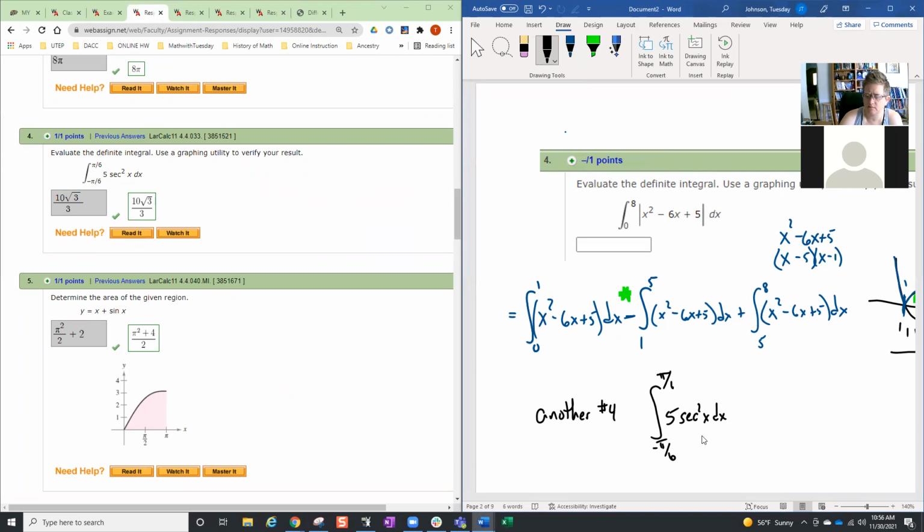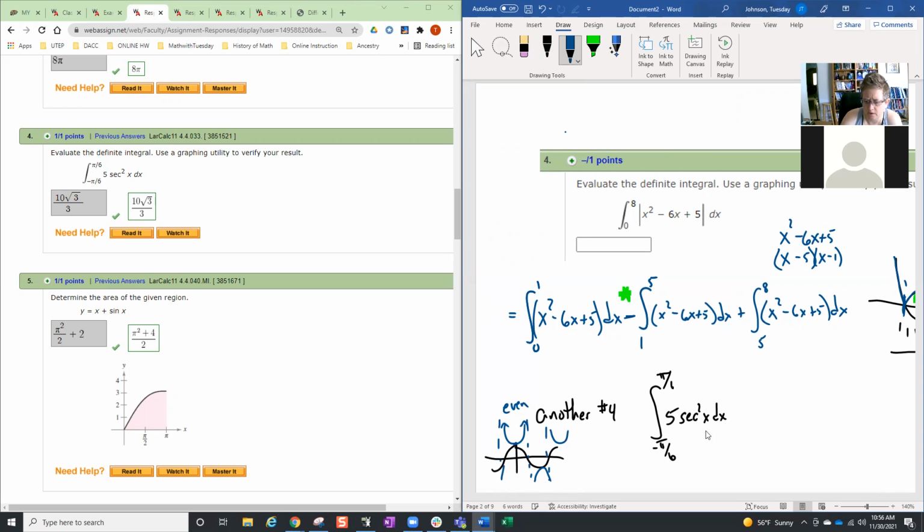And secant is the reciprocal of cosine, right? If my cosine graph goes like this, then my secant graph will go like this. We'll pretend I hit that one. My secant graph happens to be even.